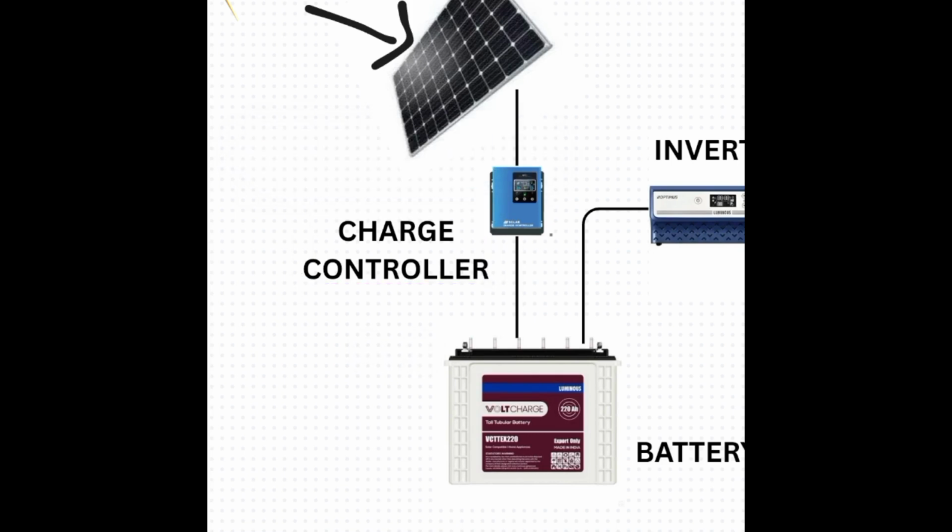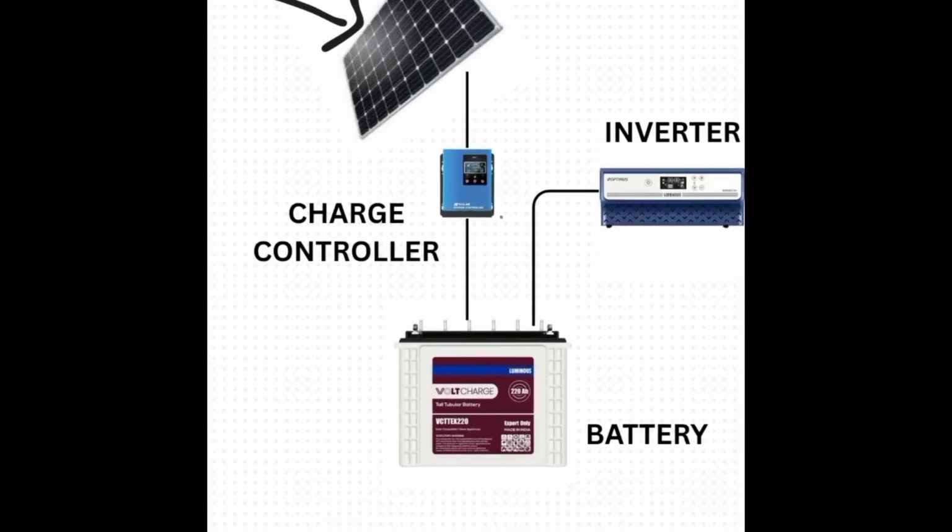So this charge controller is often put between the solar panel and the battery so that it can control the charging process. This charge controller is very, very important in a solar system. Now, there are various types of charge controller. There are two main types: the PWM charge controller and the MPPT charge controller. But we'll do another video to explain that.